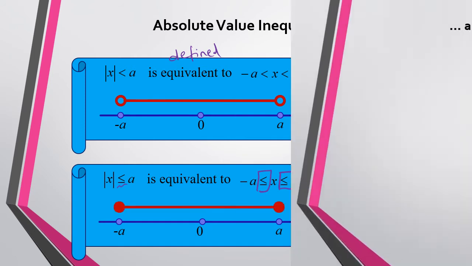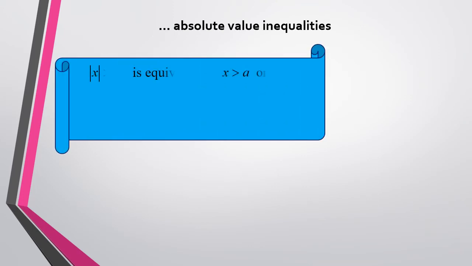Okay. The next one is when absolute x is more than a. So by definition, it is equivalent to x more than a or x less than negative a. How do we get this part? We know directly from the inequality that positive x is more than a, or it can be negative x more than a. This is by the basic definition. We have a positive x, we have a negative x.